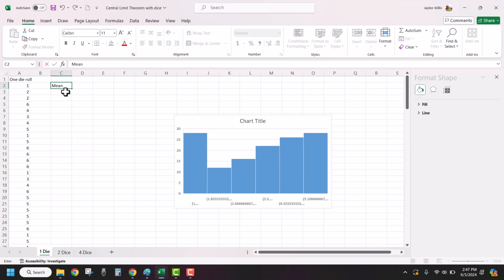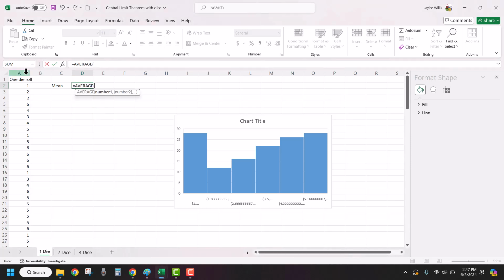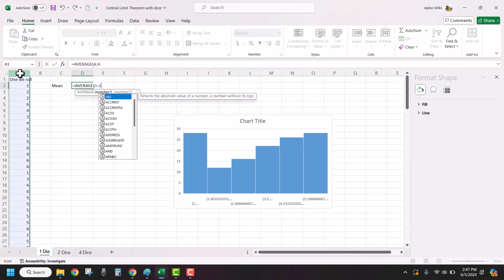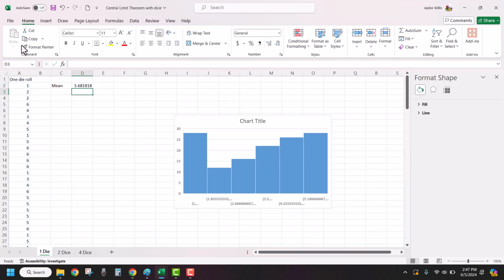So the mean, or sorry, I should say the mean, not the average. But the reason I said average is because the way you calculate it in Excel is by using the formula average, basically. And then you select your data set. So I'm just going to select all of column A. And when I hit enter, that tells me that the average dice roll was 3.6.